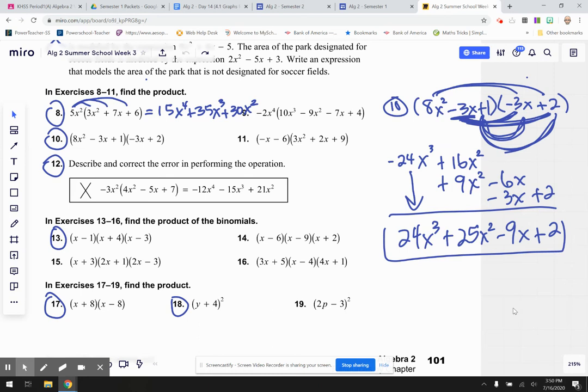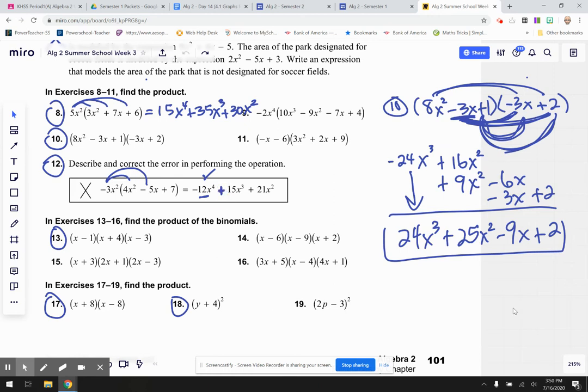Let's see. Next is 12. Describe the error. Okay, so let's see what they did. They distributed the 3x, so -12x to the 4th. Okay, that works. Then they multiplied -3x squared times negative. Negative times negative should be a positive. So let's fix that to a plus.